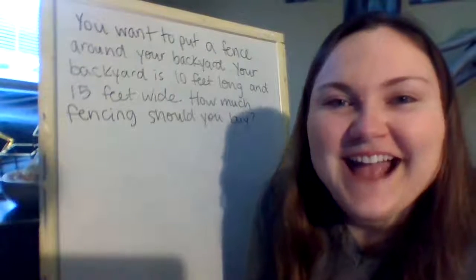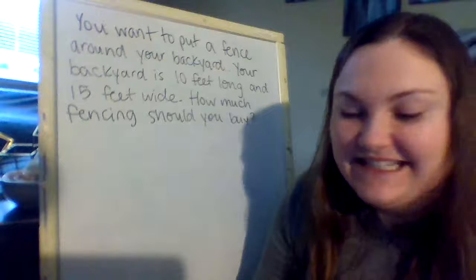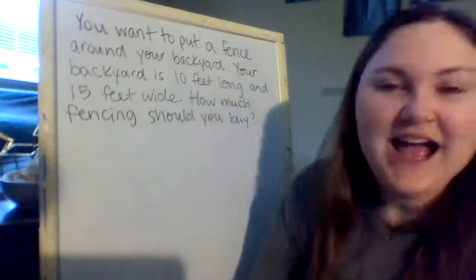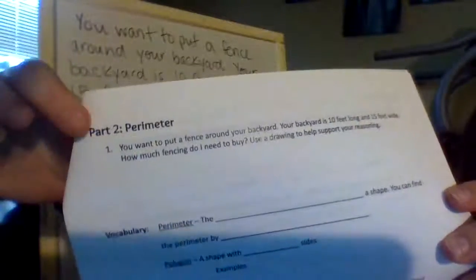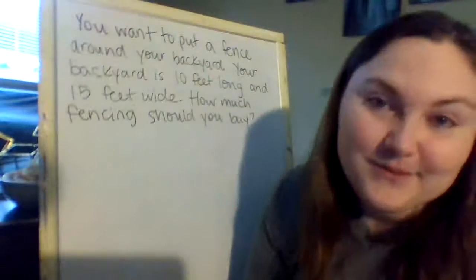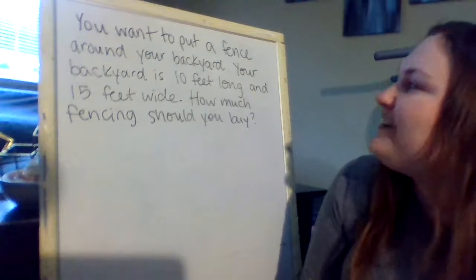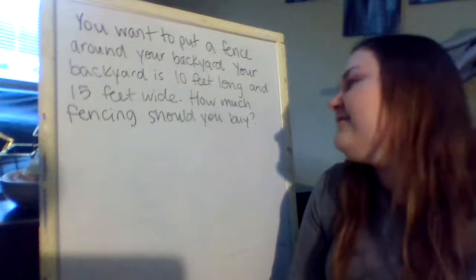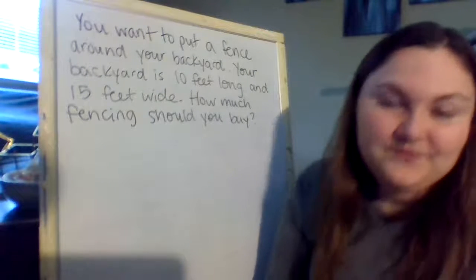Hello, Pre-Algebra A. This video is for the second lesson, which is on addition and subtraction word problems and perimeter. I want to look at the example under part 2 here, which is on perimeter. The example says you want to put a fence around your backyard. Your backyard is 10 feet long and 15 feet wide. How much fencing should you buy?